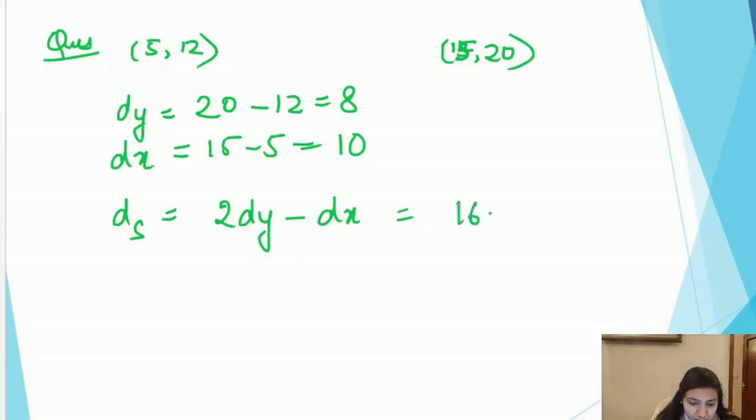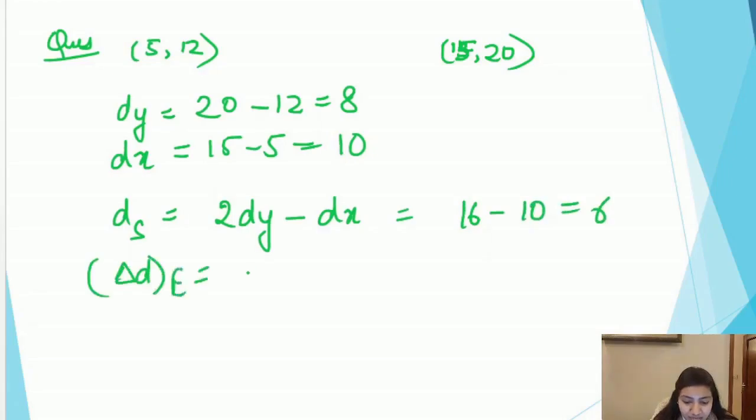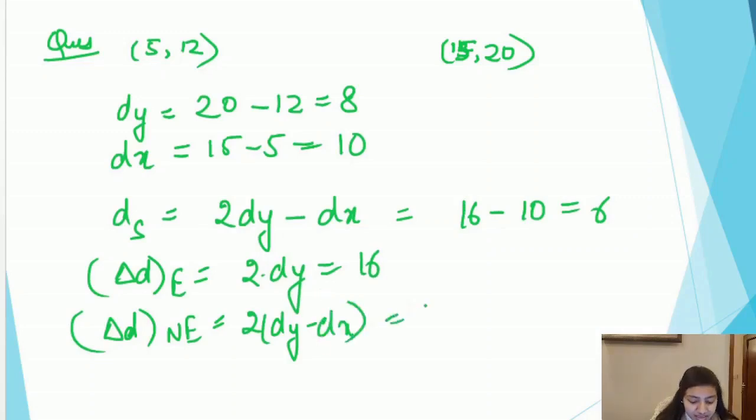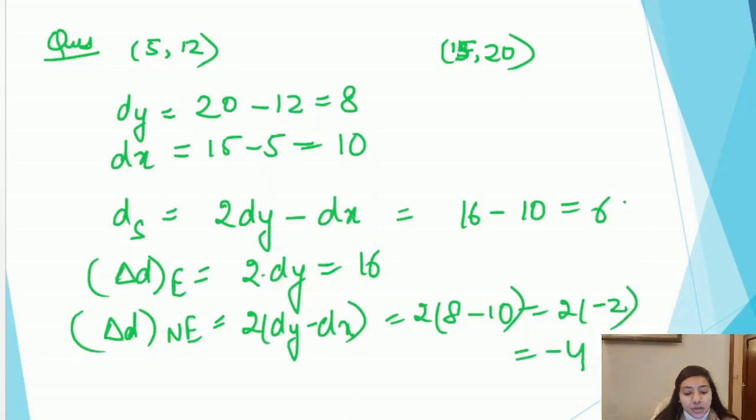So d start comes out to be 16 minus 10, which comes out to be 6. Then we will calculate the change in d if we are choosing the east pixel. That is twice of dy, which is 16. And the change in d if we are choosing the northeast pixel, that is twice of dy minus dx. So this comes out to be 8 minus 10, which is minus 4. Now the value of d start is greater than 0, and whenever the value is greater than 0, that means we will be choosing the northeast pixel.